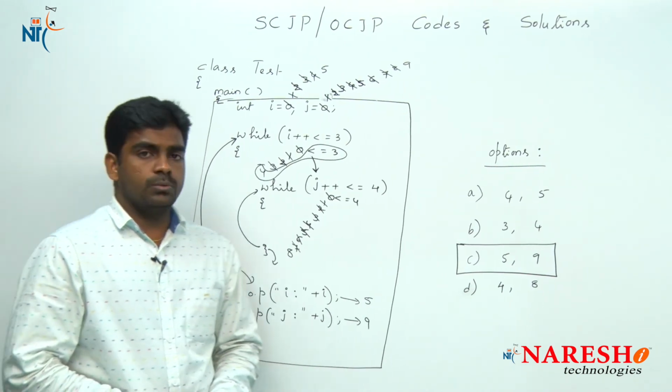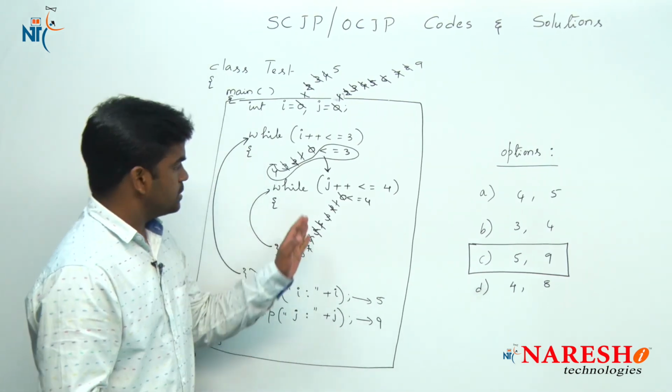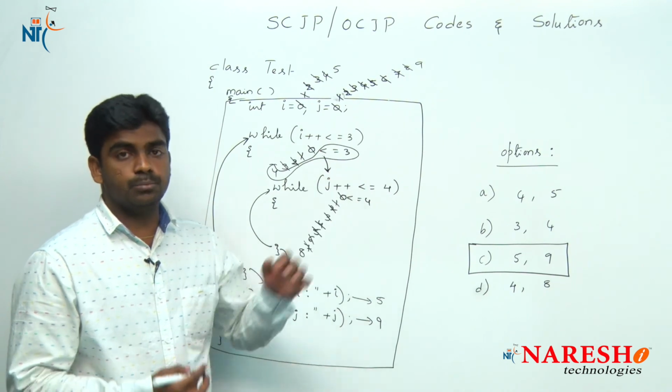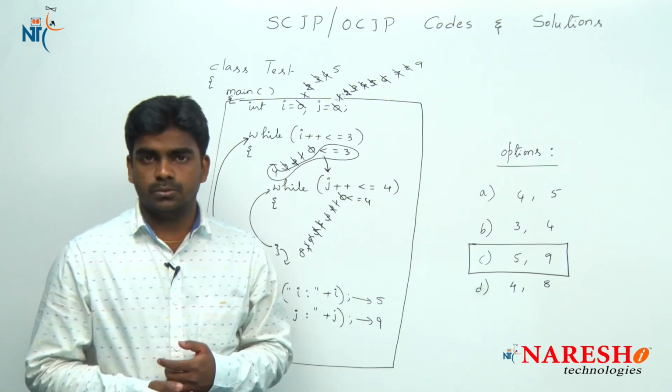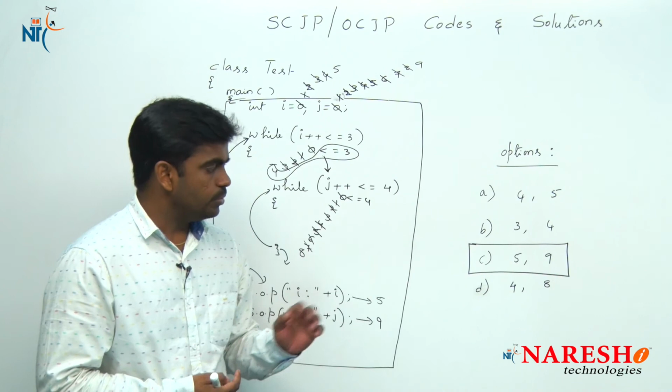So this is how the while loop executes, as well as how modify operators like post increment operators execute. So this is the flow and the output.